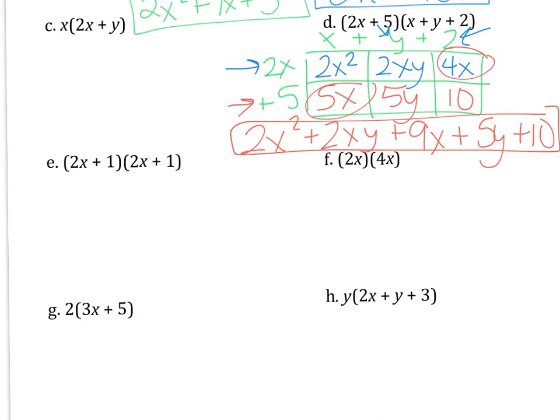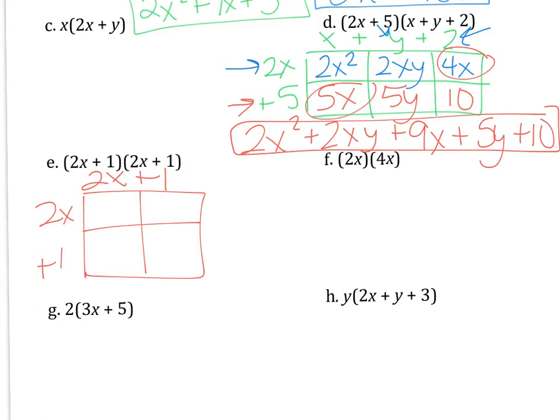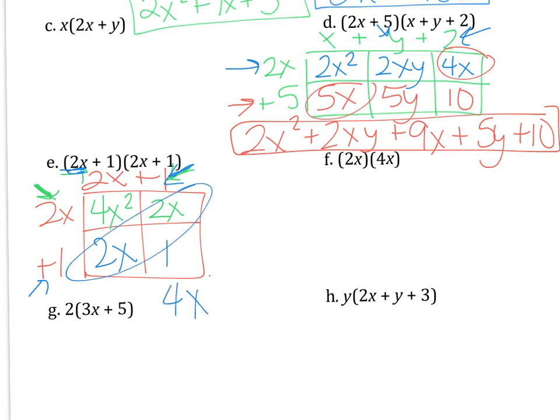So we're going to take a look at E, and we have 2x plus 1 times itself, 2x plus 1. So we're going to set up a generic rectangle, 2x plus 1 on the top, 2x plus 1 on the side, and then we are going to multiply. 2x times 2x is 4x squared. 2x here times 1 is 2x. And then we can take a look at 1 times 2x is 2x, and 1 times 1 is 1. Add up the like terms, so 4x squared plus 4x plus 1.